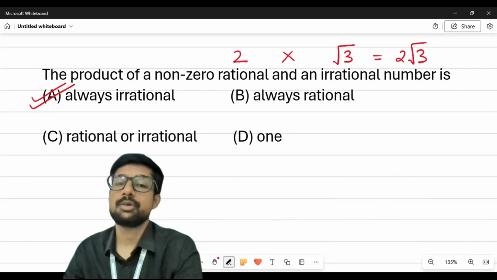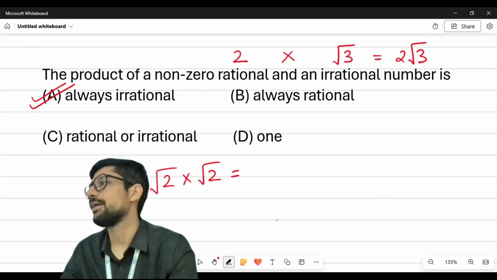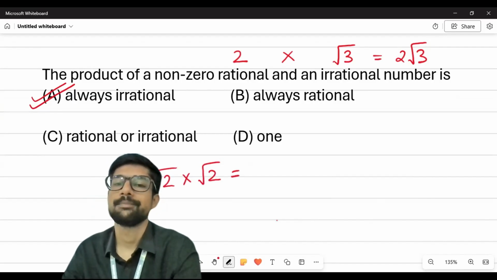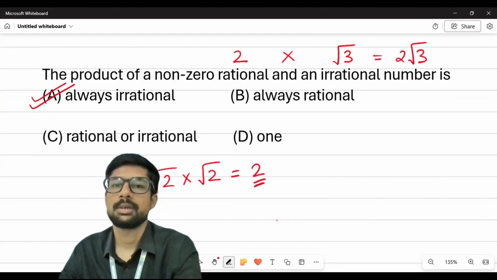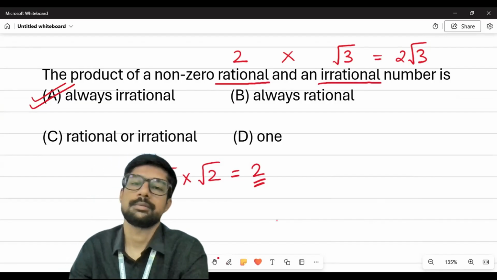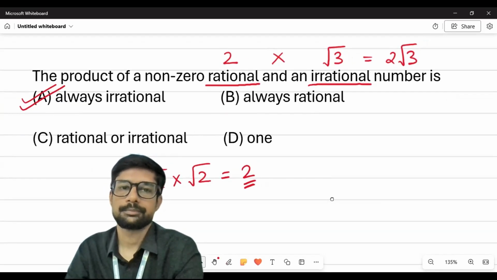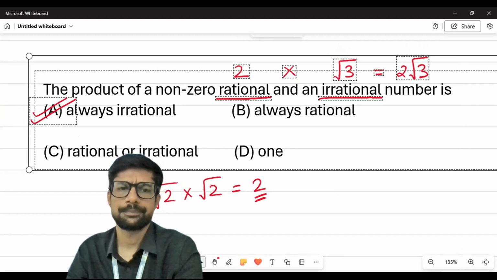If I multiply two same irrational numbers, then we might have a rational number. But here it is a rational and an irrational. Okay? Fine? Okay, that was question number 8.